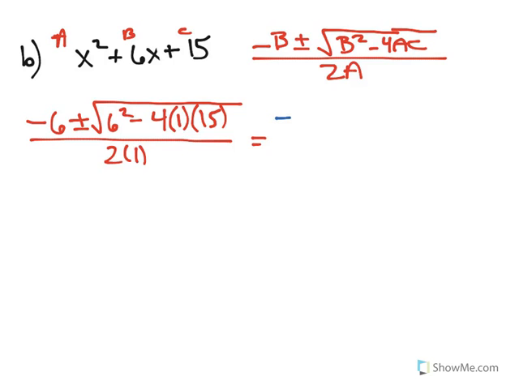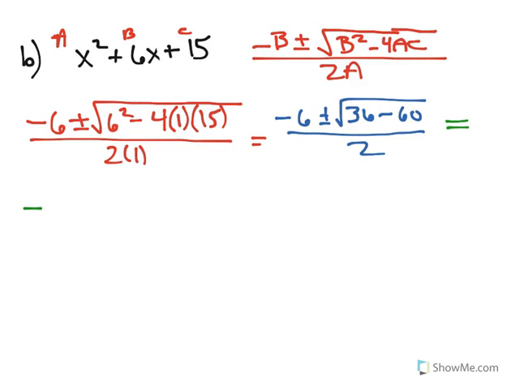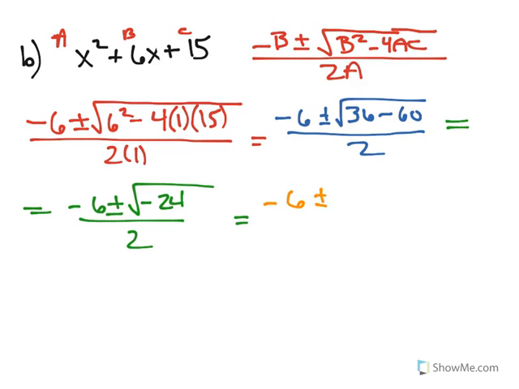Clean up the top. I get negative 6 plus or minus the square root of 36 minus 60 over 2. I get negative 6 plus or minus the square root of negative 24 over 2. And from here, see, negative 24, pull out the i, but you can pull out from 24 and make it a 2i with the square root of 6.